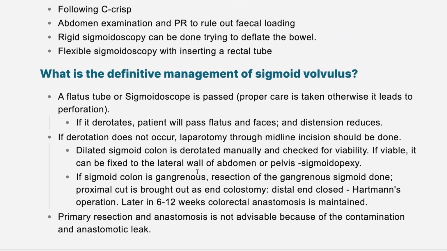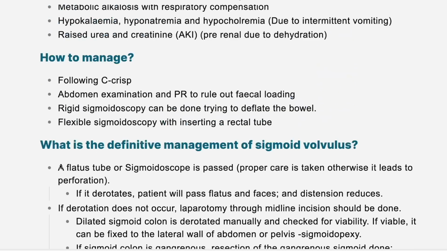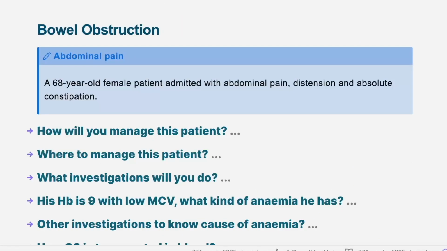Okay, so that was sigmoid volvulus at a glance, quite quickly. A quite similar scenario: a 68-year-old female patient admitted with abdominal pain, distension, and absolute constipation. The first question is asking how to manage this patient.